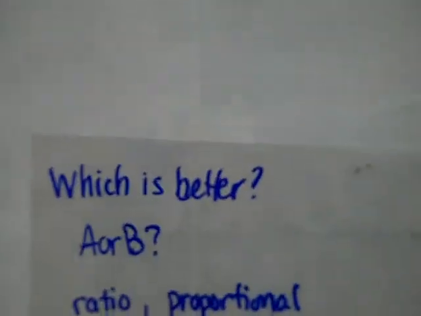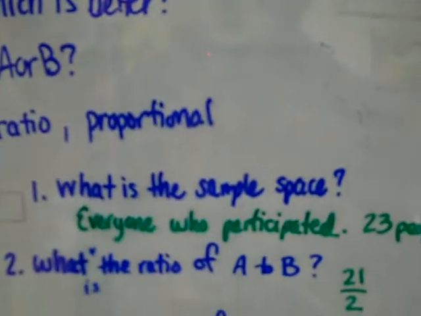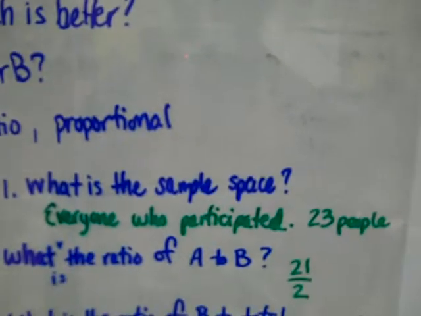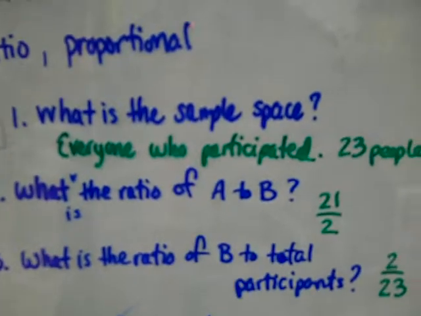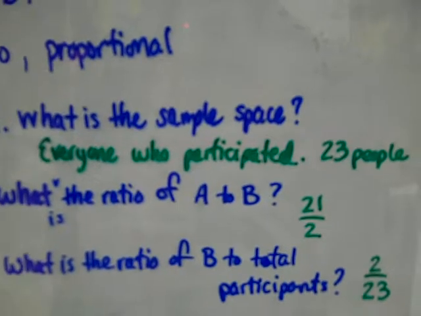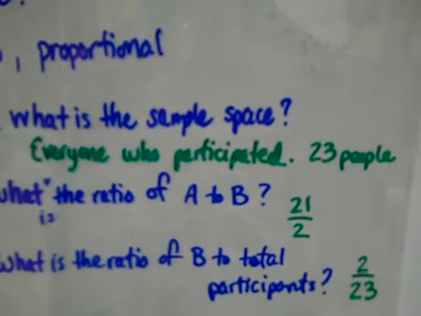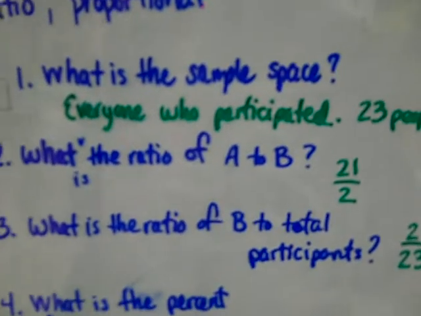So we did a discussion. What is the sample space? Well, if everyone participated, 23 people. What is the ratio of A to B? 21 people preferred Crush to only 2 people who preferred Stars and Stripes.